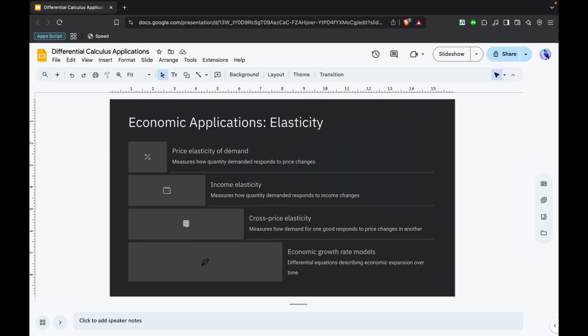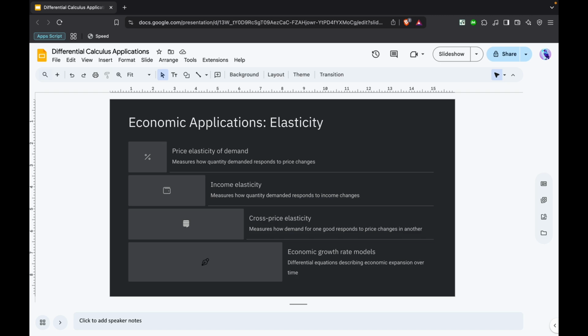Economic applications: elasticity. This is a bit different, as elasticity is actually also in physics, and many people get confused when I say elasticity in economics. So what they mean is elasticity of demand. It means how much quantity demanded responds to how much the price changes. So if the price goes up, would the quantity go up or down? And if so, how much would it go?